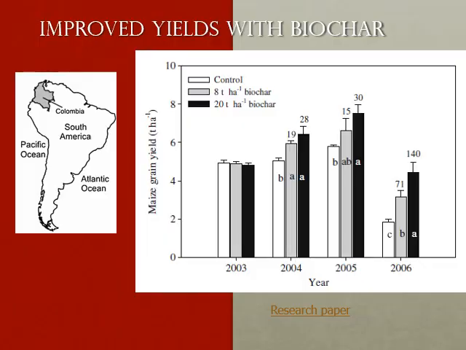This is a chart I pulled from that paper that was looking at farms in Colombia. And this is over a 4-year span, 2003 to 2006. And you'll notice the gray line, the middle one, is where they add 8 tons per hectare of biochar, and the black one is 20 tons per hectare. And what's interesting is you'll notice the first year, the differences are minimal. And then, of course, as time goes on, the difference in yields improves.